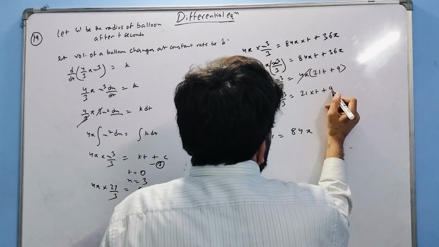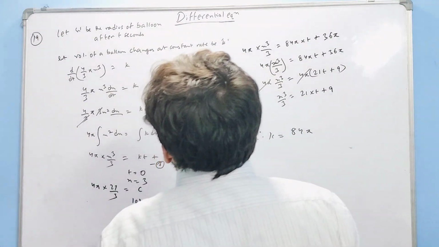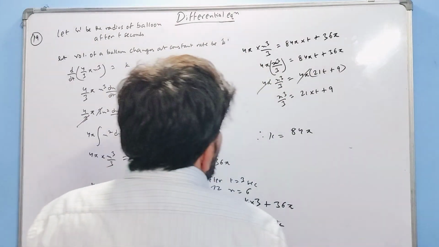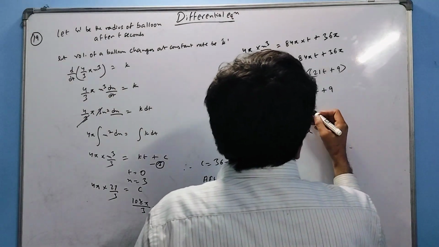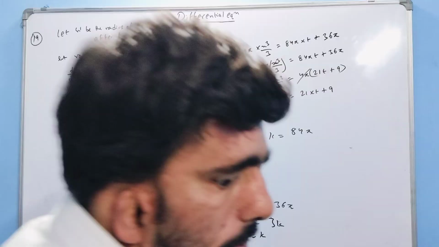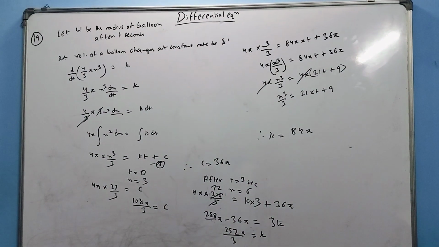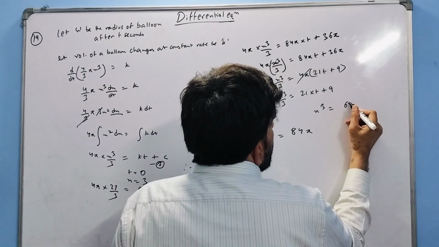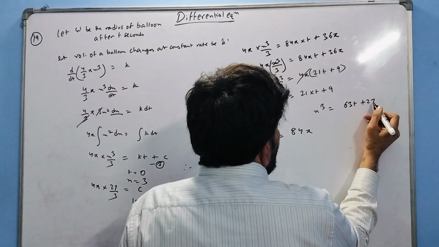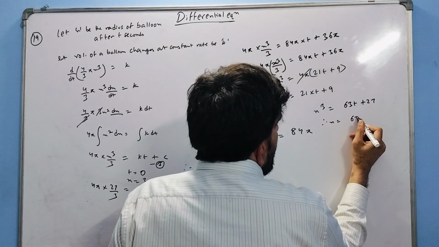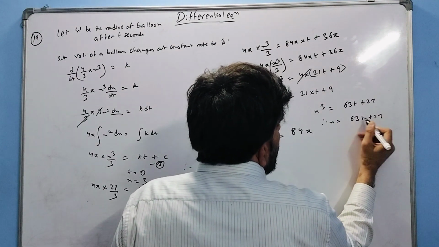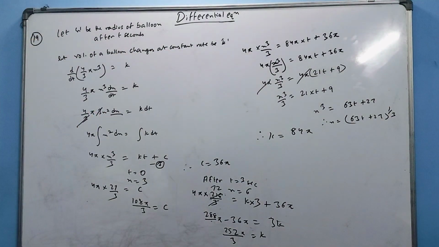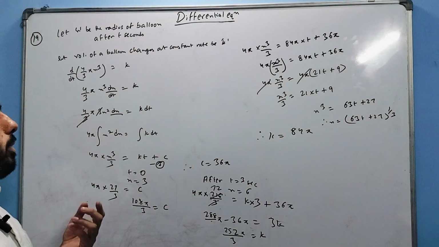Now they are asking for the value after t seconds. So now I find that x cube is equal to 63t plus 27. Therefore x is equal to the cube root of 63t plus 27. So finally I am able to find the radius of the balloon after t seconds. Okay, I hope it's clear to you now.